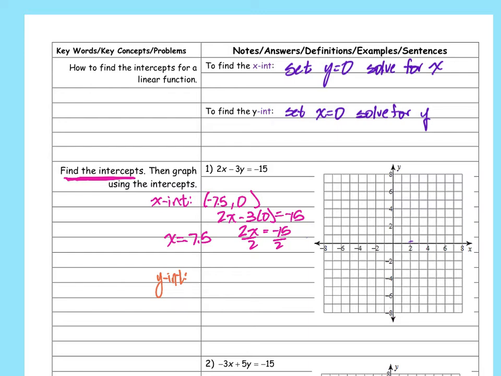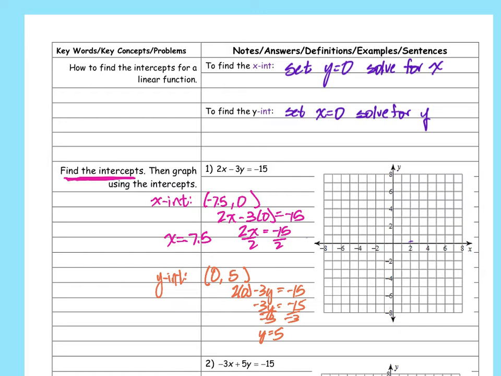Remember, the y-intercept we said is 0 and then some number. So now wherever there's an x, I'm going to put the 0, because I'm looking for the y-intercept, a different thing. So now I'm going to do 2 times 0 minus 3y equals negative 15. So I get negative 3y equals negative 15. Divide by negative 3, and y is going to equal 5. So I've got 5 here, and now I've got my intercepts.